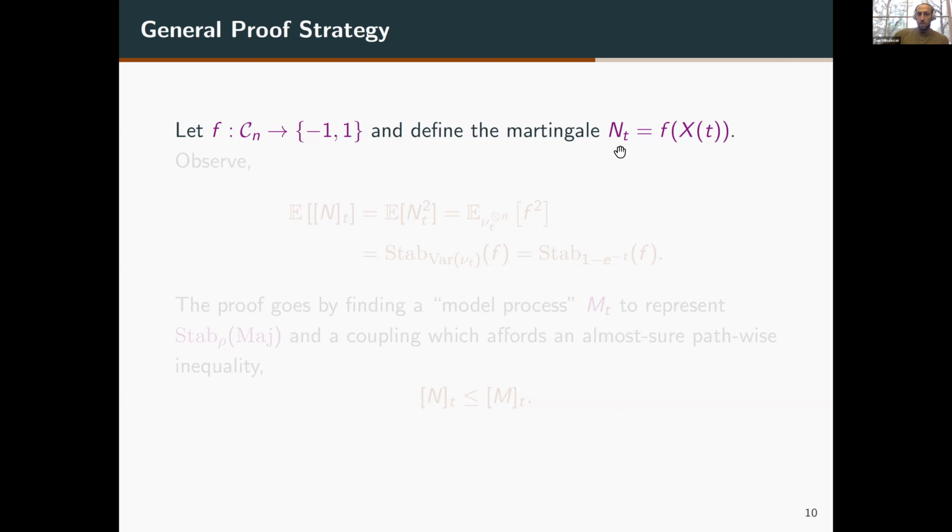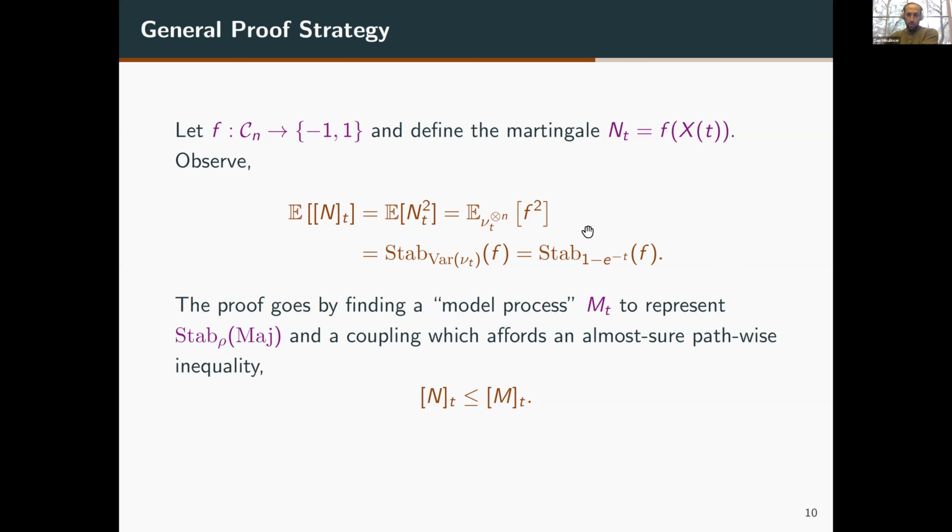So we've obtained a new martingale Nt, which means that we can evaluate the L2 norm of f with respect to the measure of Xt, with respect to nu t, simply as the quadratic variation of the process on one hand, or just the square of the process when it starts from 1, and it also encodes for the noise stability of f. Right? So what the proof does now, it constructs a different process, a different martingale, Mt, which encodes the noise stability of majority.